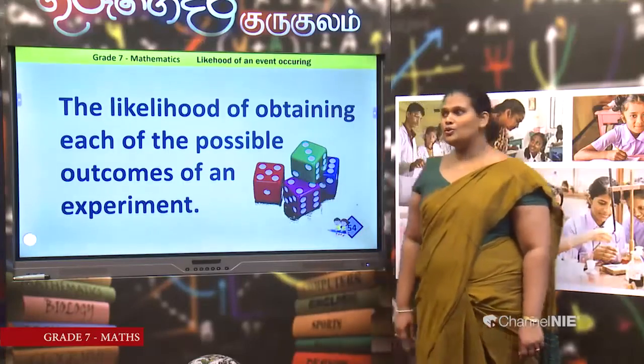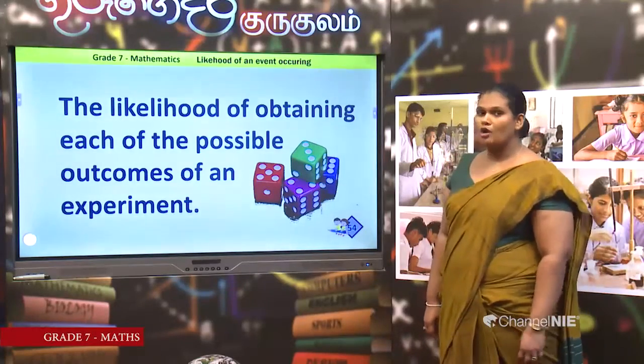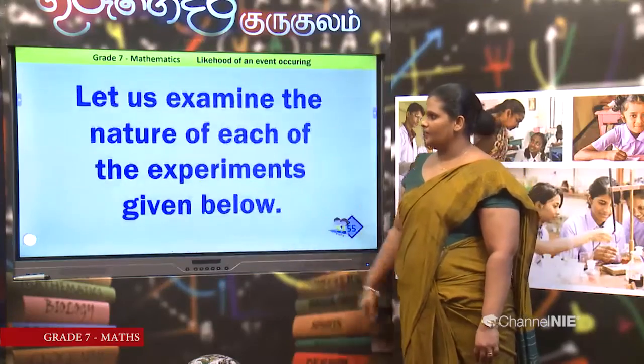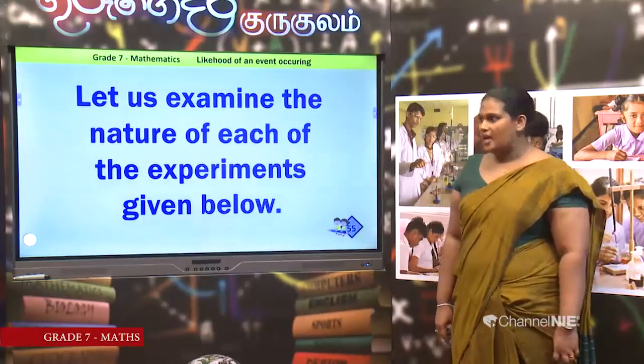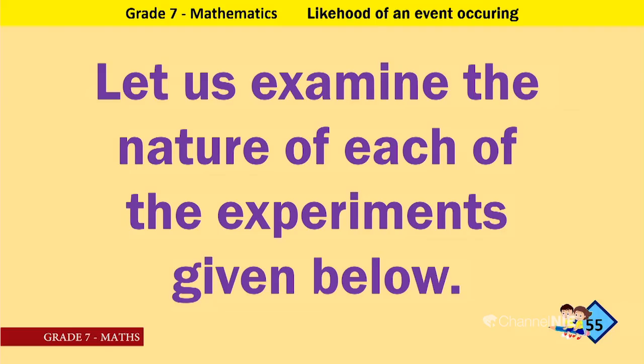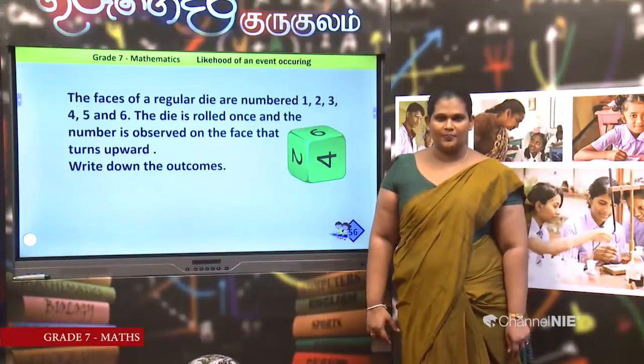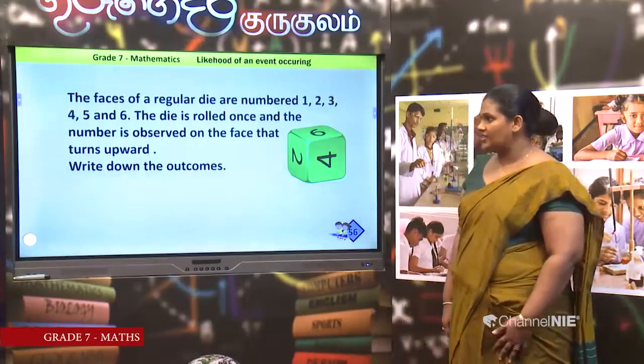We will next move on to the likelihood of obtaining each of the possible outcomes of an experiment. There, let's examine the nature of each of the experiments given. Right? So, some experiments are here. We are going to examine the nature of the experiments. Now, this is the first one. We will see what the experiment is.